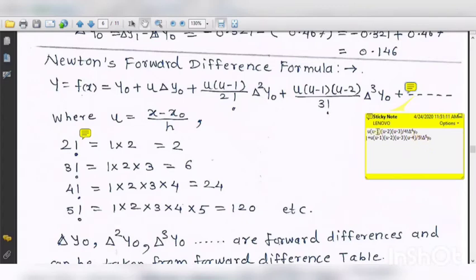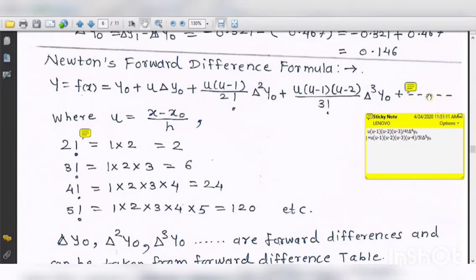So no need to remember this whole formula. Only remember first 2 or 3 terms. We can write down next terms automatically. And here we just write down the terms till our forward differences exist. Suppose in the table only up to delta cube y0 exists, and you write down up to 3 terms, up to delta cube y0, and then next write down plus dash dash. Don't stop over there because it is infinite.